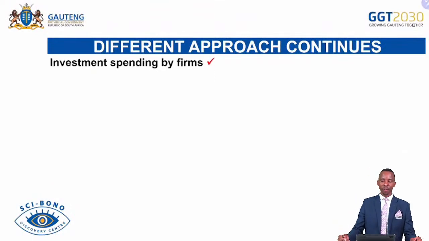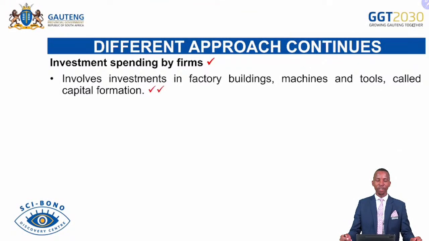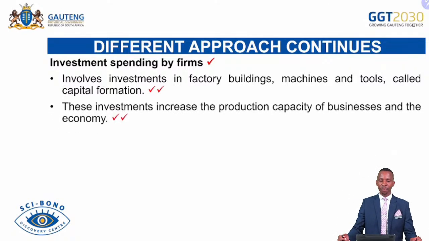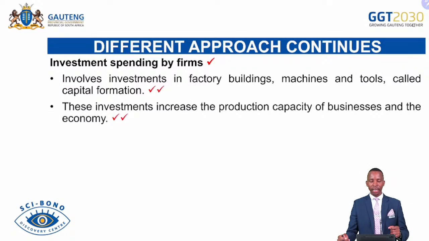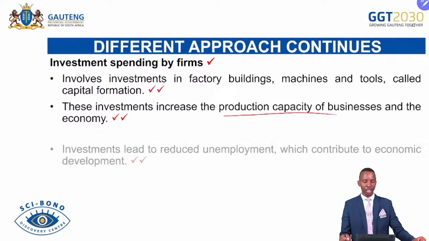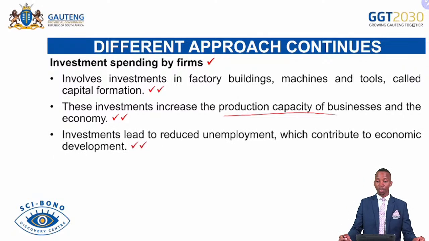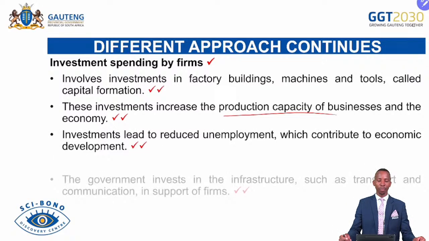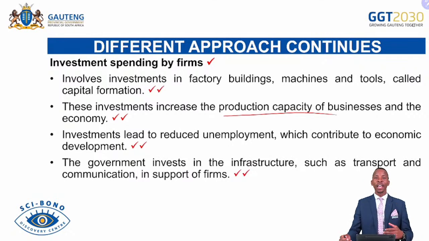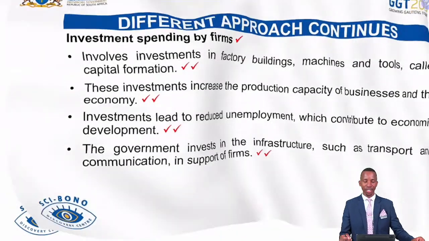And then we talk about investment spending by firms. In this case, we refer to investments in inventory, buildings, machines, and tools, which is called capital formation in the nation. This investment increases production capacity in the economy and attracts more employment opportunities. Investment leads to reduced unemployment, which contributes to economic growth and development. The government can invest in infrastructure development such as transport and communication to support businesses to prosper and to provide their goods and services into the market easily without any constraint.